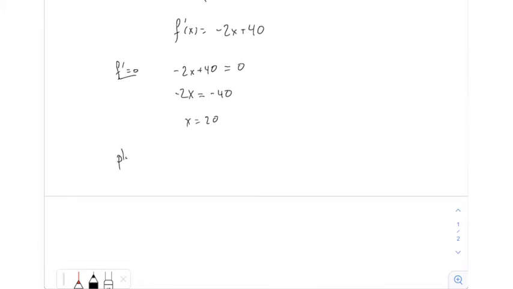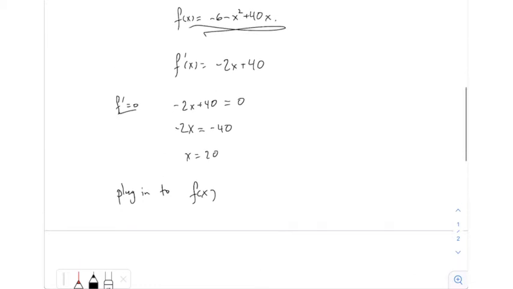So we're going to plug in. Make sure you keep it straight. You have to plug into the original function f of x, not the derivative, which I just found over there. It's the original function, which is the more complicated one. I did this at a time in my calculator. I hope you don't mind.